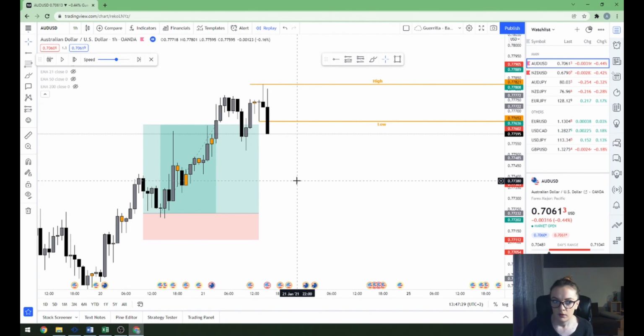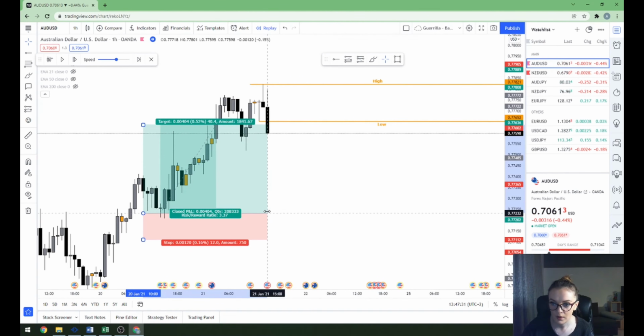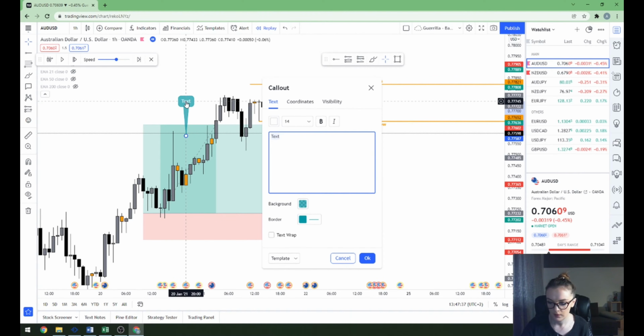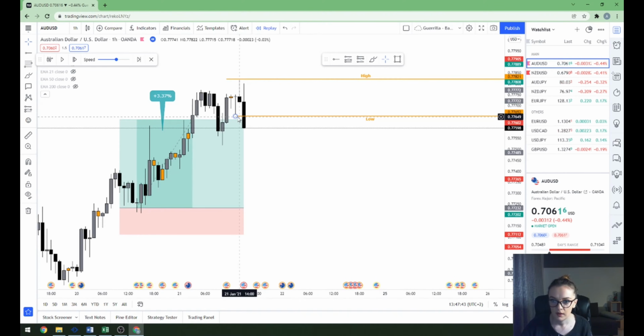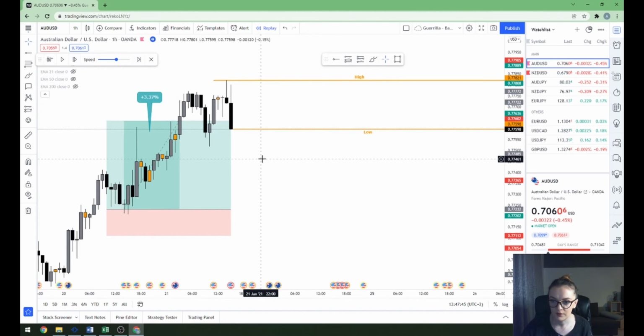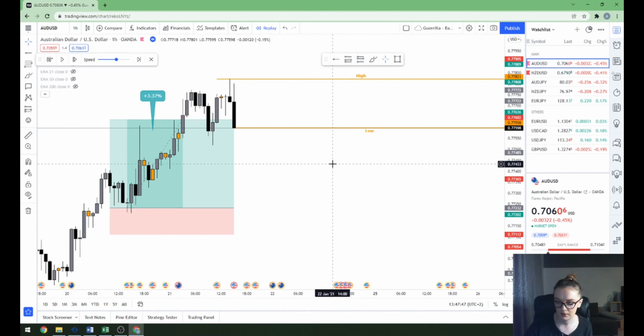And now we are out of this position with plus 3.37%. Okay. And now let's go and find other entry points.